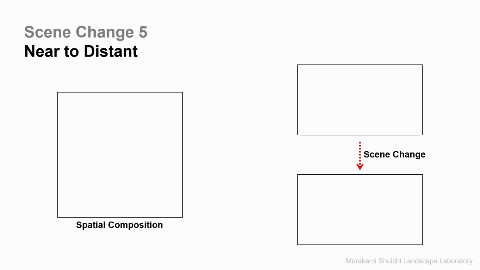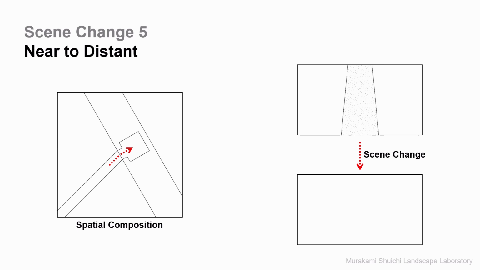Next comes the scene change from near to distant. More specifically, this occurs when the viewer's gaze, previously directed toward the ground while ascending a slope, suddenly opens up to a distant view of mountain ranges upon reaching higher ground. The key point here is that the ground on which one stands becomes the foreground.